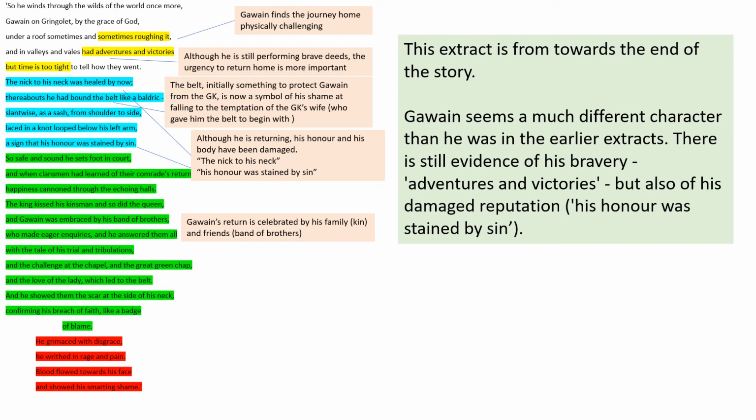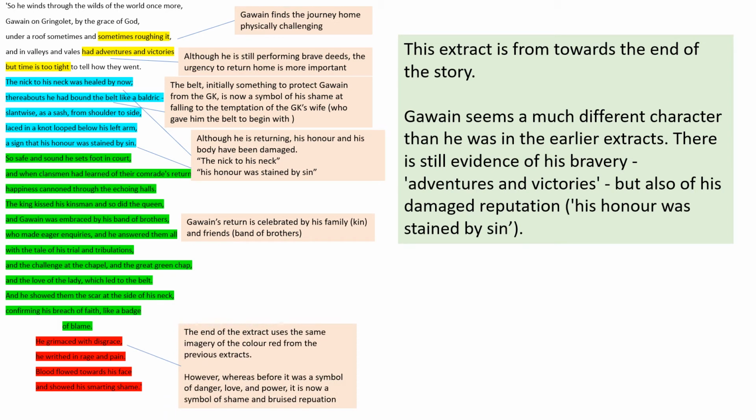So the king kissed his kinsman. That just means a kinsman is a family member, and his friends, which are the band of brothers. So although these individuals aren't related, they are as close as family to him. This really gets the message across that the court of Camelot is a very close-knit group of people who support each other and love each other.